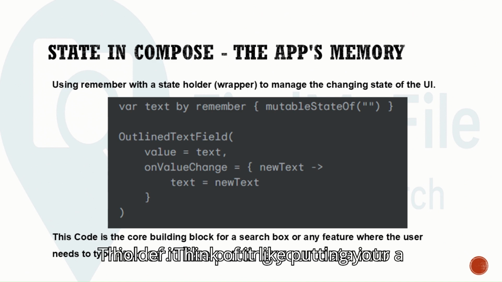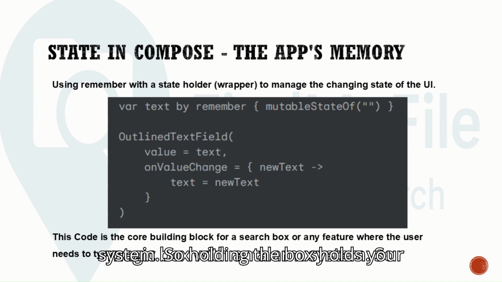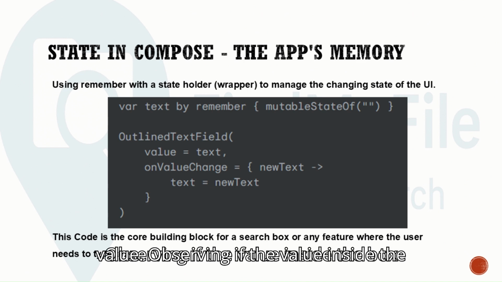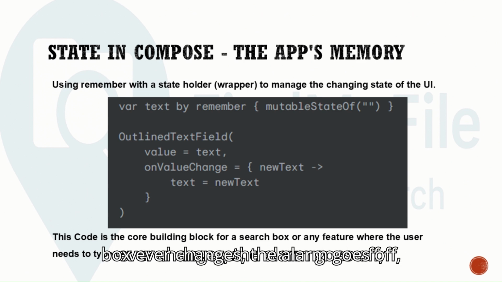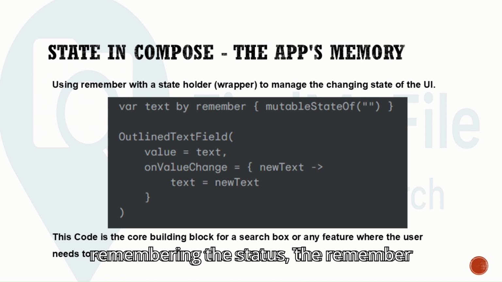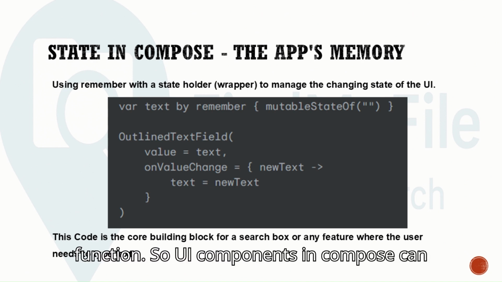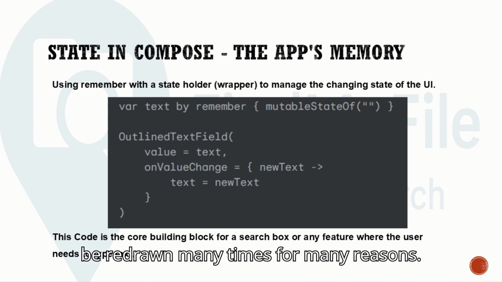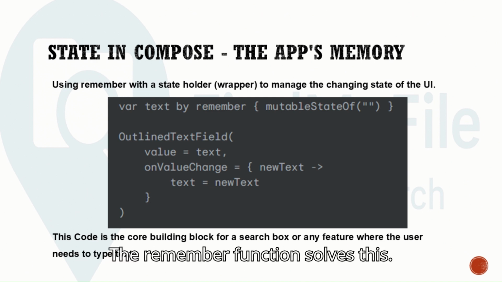Think of it like putting your data into a magic box with an alarm system. Holding: the box holds your value. Observing: if the value inside the box ever changes, the alarm goes off. Remembering the state, the remember function. UI components in Compose can be redrawn many times for many reasons. The remember function solves this.